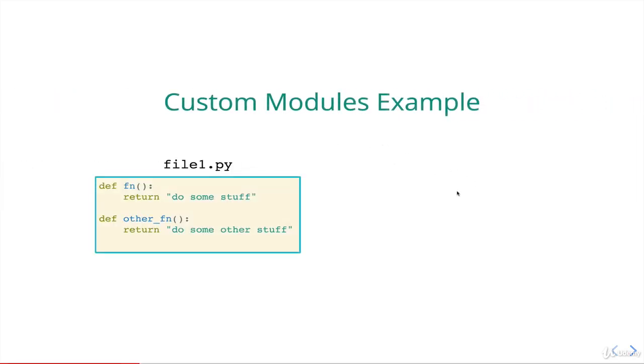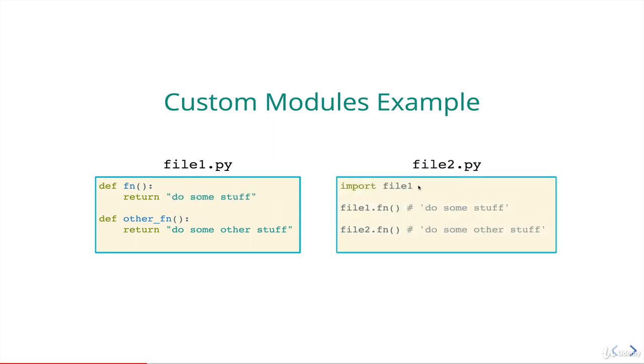These are representing two separate files. File1.py, not a very good name, has a couple of functions. The first one is called fn, and the second one is called other_fn. Doesn't matter what they do. They don't really do anything except return a string. Then we have file2. And if we wanted to import file1, we just do it like this, import file1. So it needs to be the same name as the Python file. And then under file1, we have access to the fn function or other_fn. And that's kind of all there is to it.